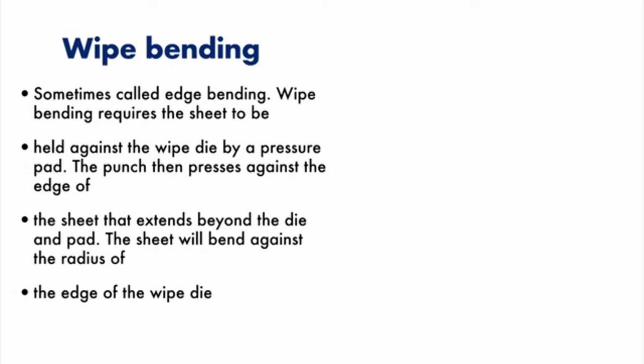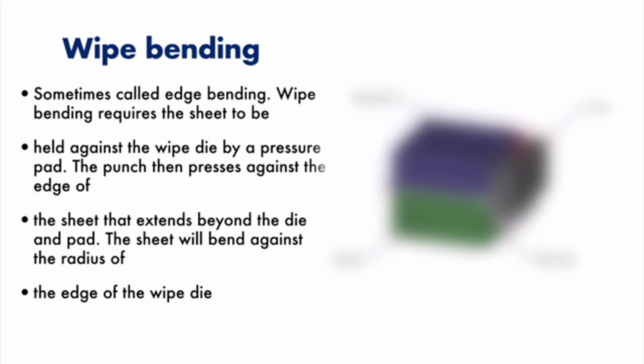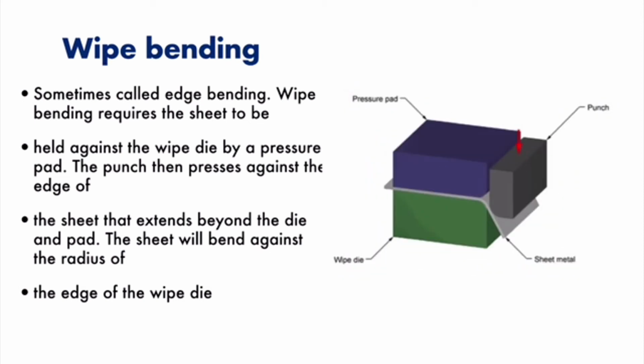Wipe bending, sometimes called edge bending, requires the sheet to be held against the wipe die by a pressure pad. The punch then presses against the edge of the sheet that extends beyond the die and pad. The sheet will bend against the radius of the edge of the wipe die.